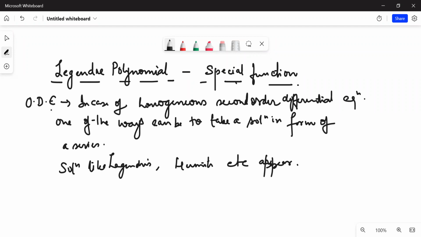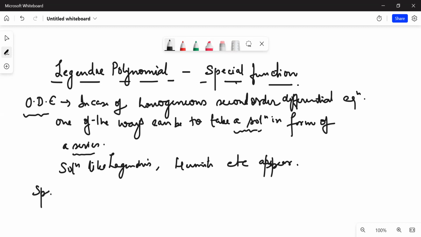So there are methods to solve ordinary differential equations that we've studied in the previous lectures. One of the methods can be to write a series solution form. We're not going to see how to obtain the solution, which you may see in your book. I think Arfken and Weber has done it, but overall we'll focus on the solution part. The solutions to such differential equations may yield Legendre's polynomial, Hermite polynomial, etc. And why are they called special?